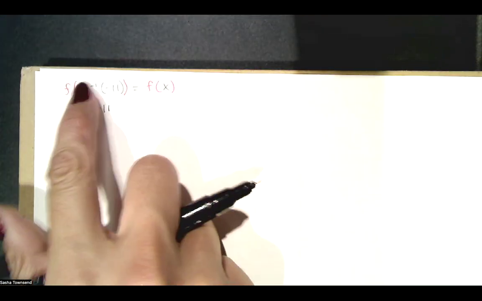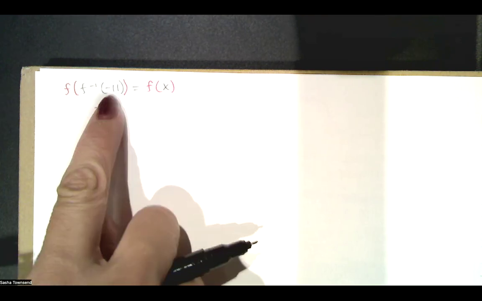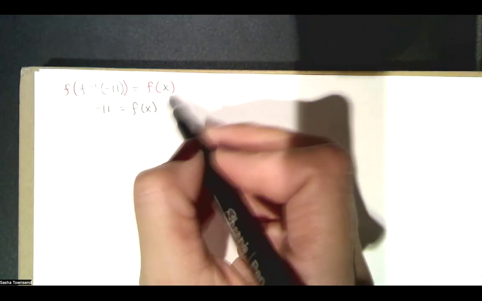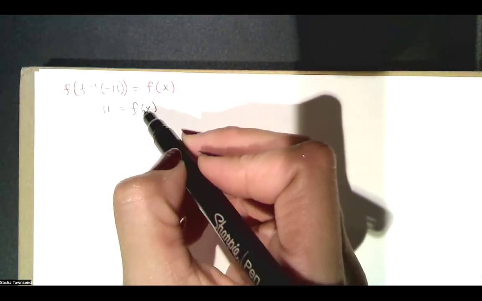Here we go. We'll say f of f inverse at -11 equals f of x. And f of f inverse at a value is equal to that value, because f and f inverse have the quality of undoing each other. So if I apply f inverse to this, I get some value, and then if I apply f to that, I get that value back. Well, then I know that the x value that we were looking for satisfies this. f of x has to equal -11.